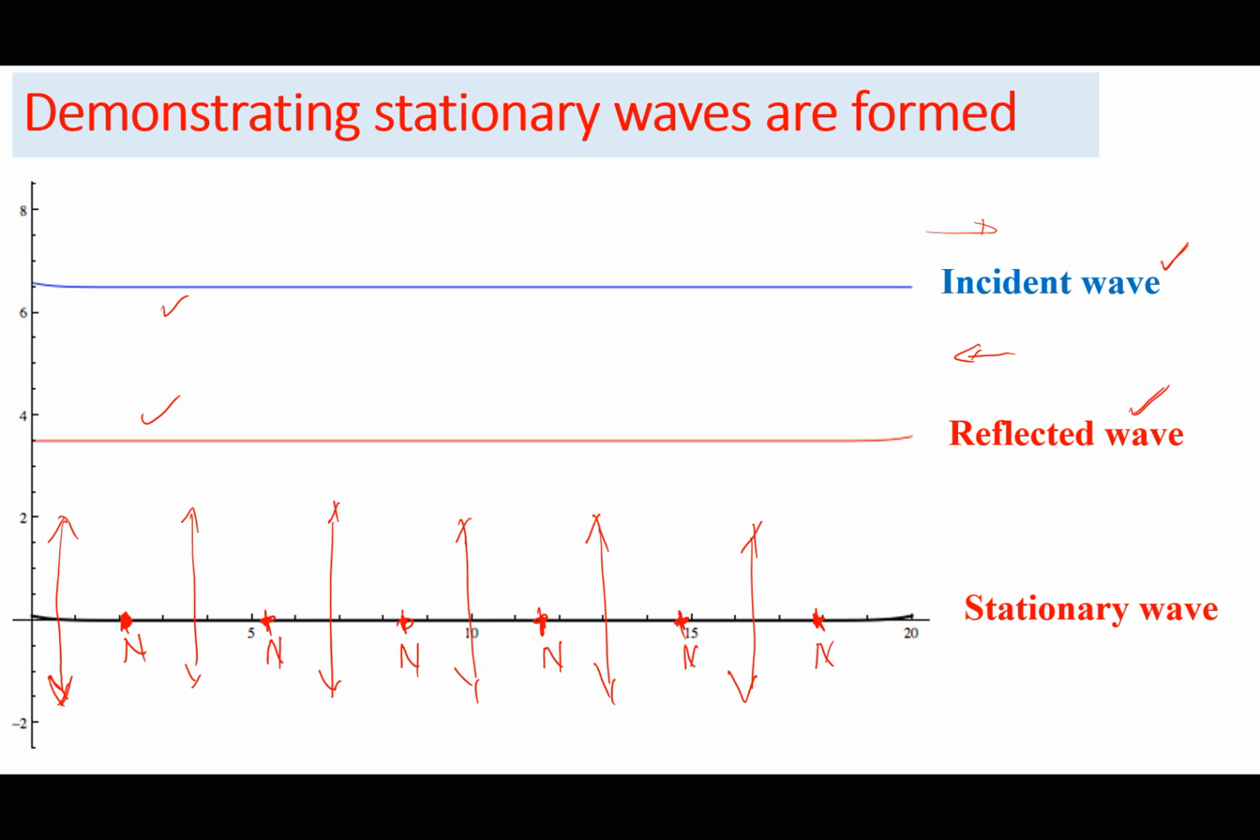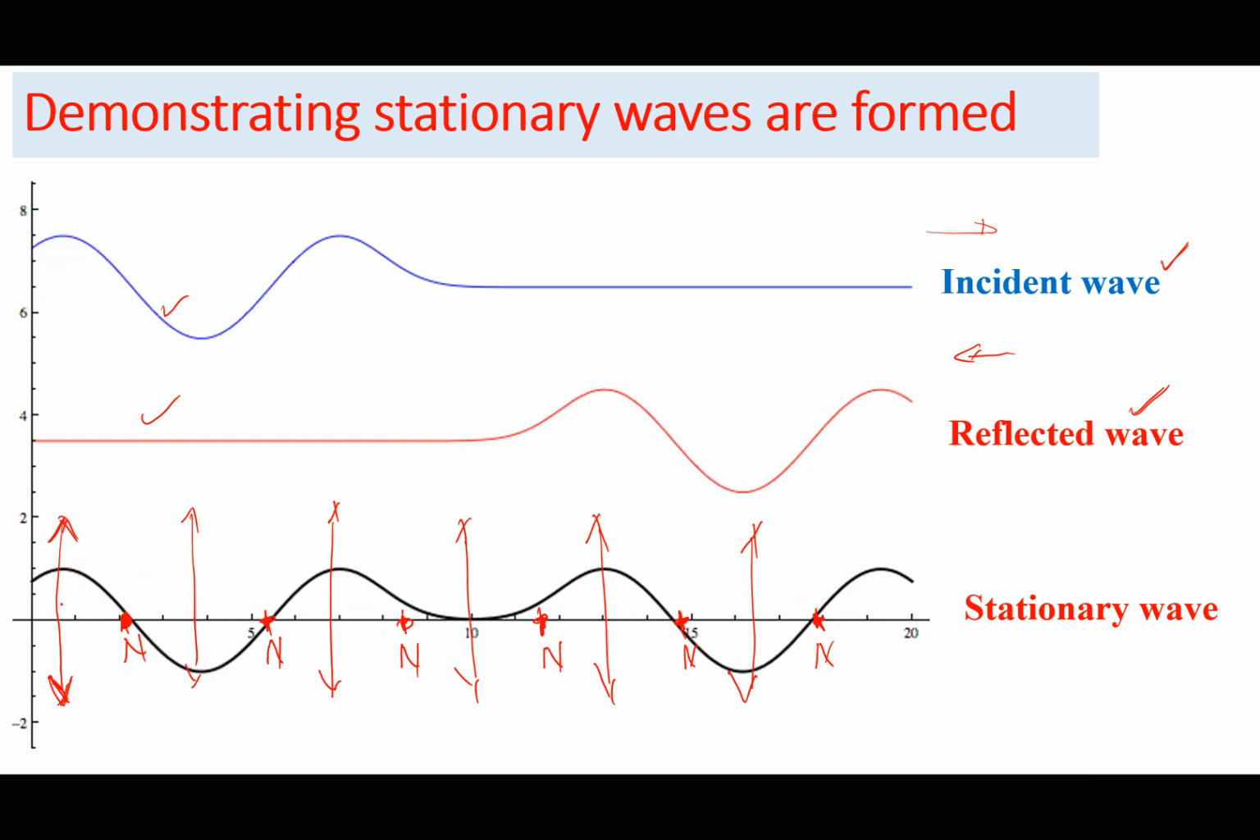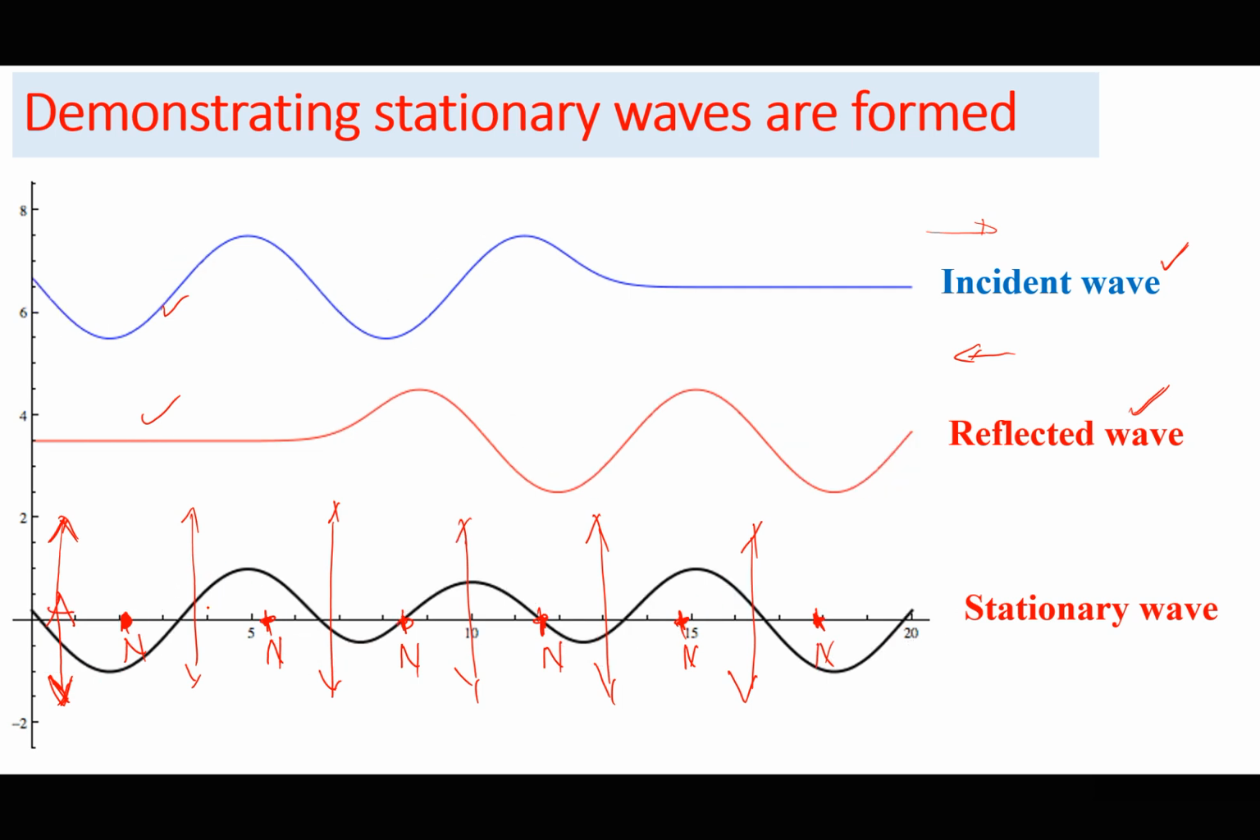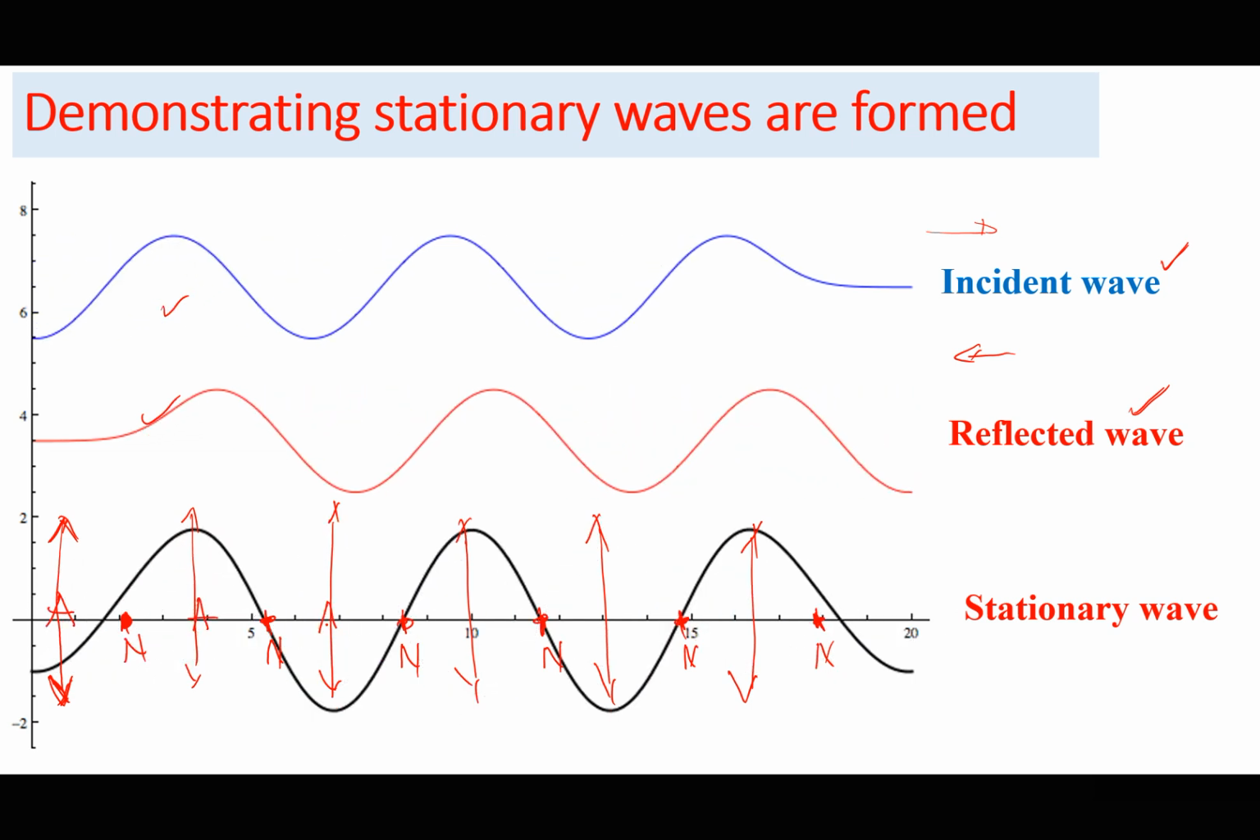Then we have here where particles are always vibrating with the maximum amplitude, and these are going to be called regions of the antinodes. So we have the antinodes here.